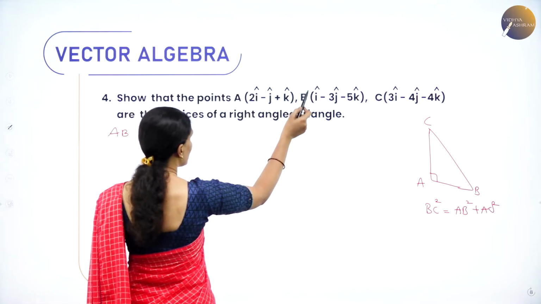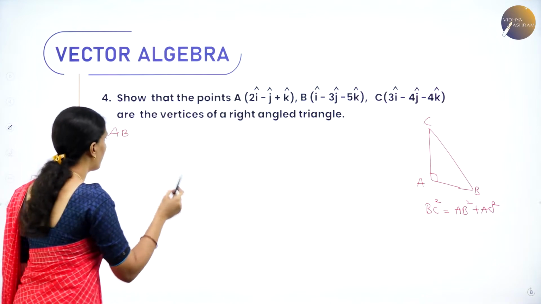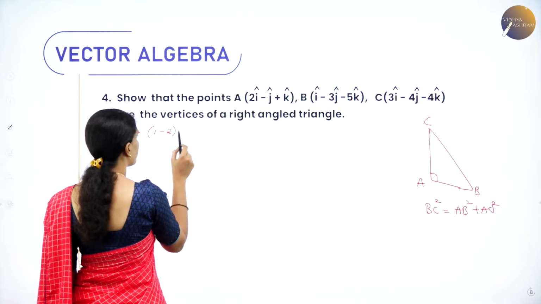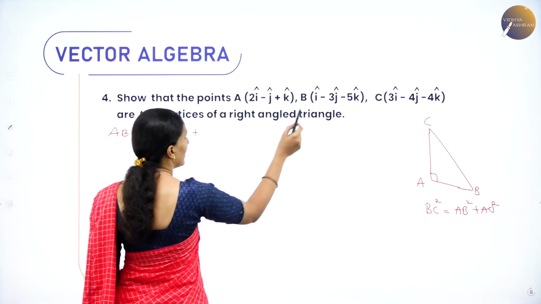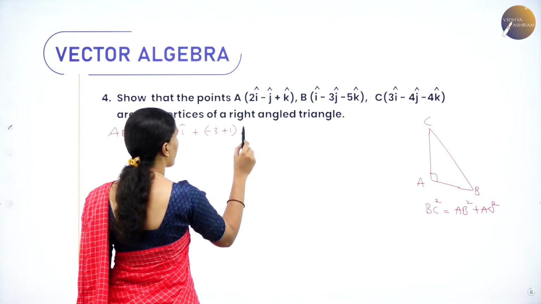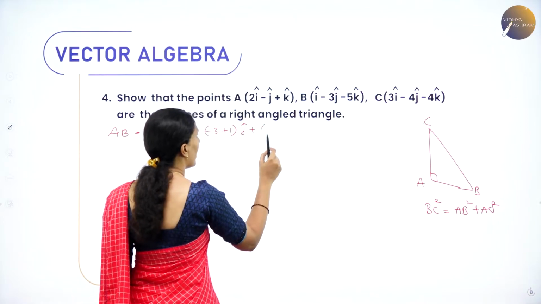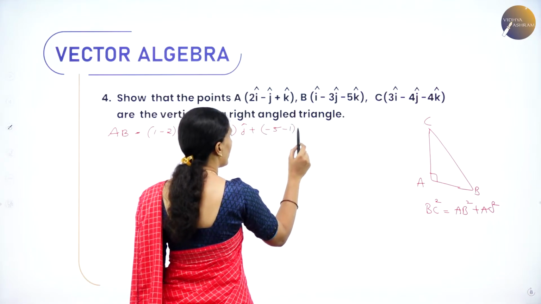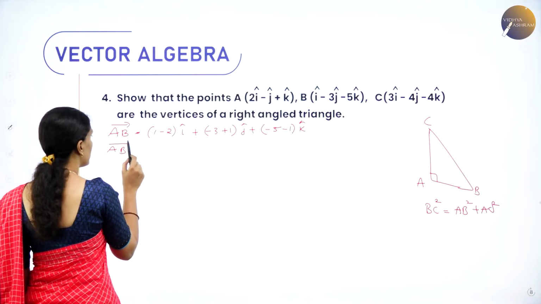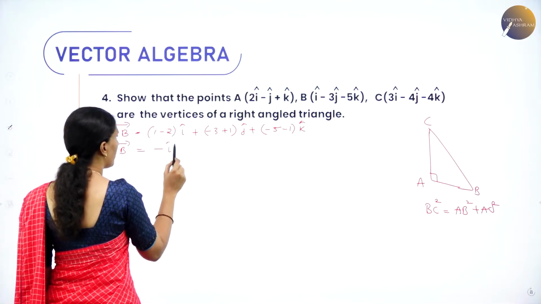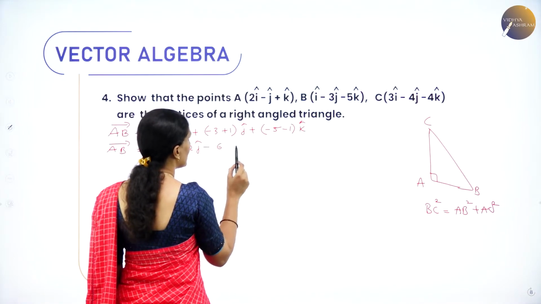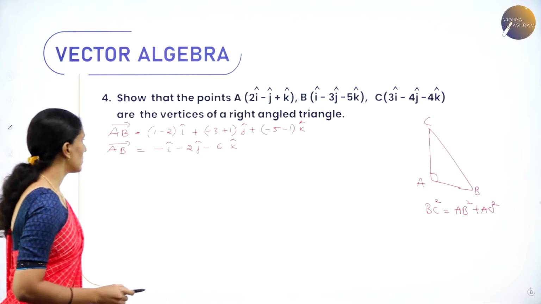Now vector AB means OB minus OA. So here B minus A means 1 minus 2, I, plus minus 3 minus of minus 1 becomes plus 1, j, plus minus 5 minus 1, k. So vector AB is minus I minus 2j minus 6k. So this is vector AB.